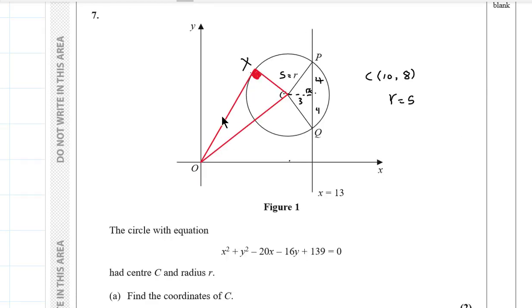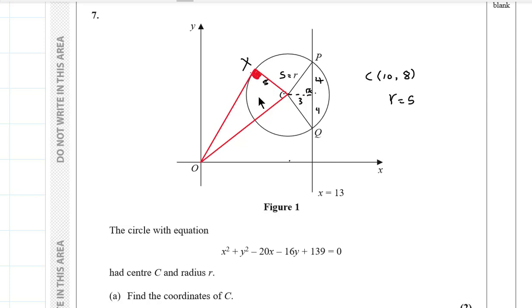Okay, in the figure I draw OX here. This is the tangent segment. And we have this distance OC. We can calculate it easily because we have the coordinates of C, 10 and 8. And also we have the radius, which is 5. So we form a right-angled triangle at X because the radius is perpendicular to the tangent.